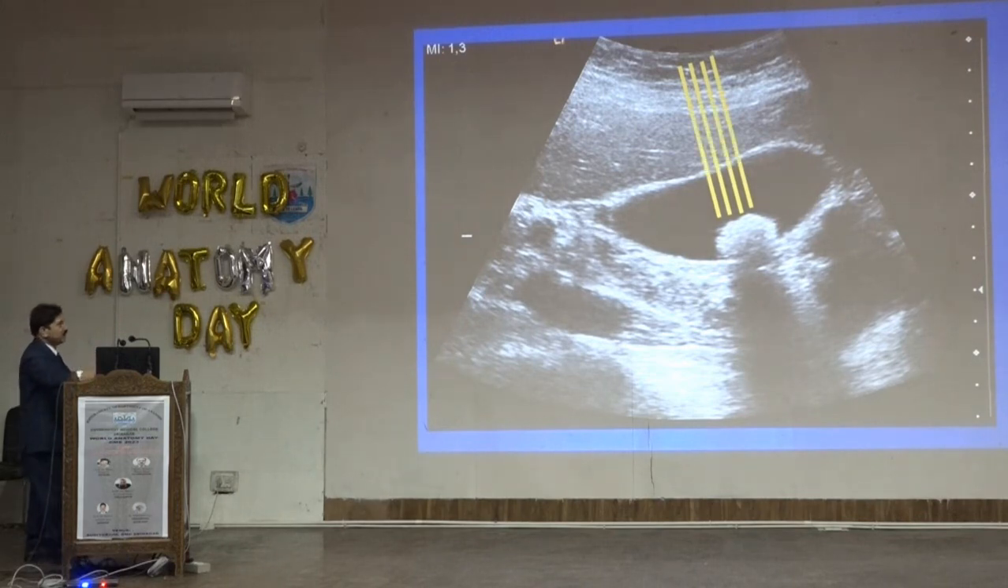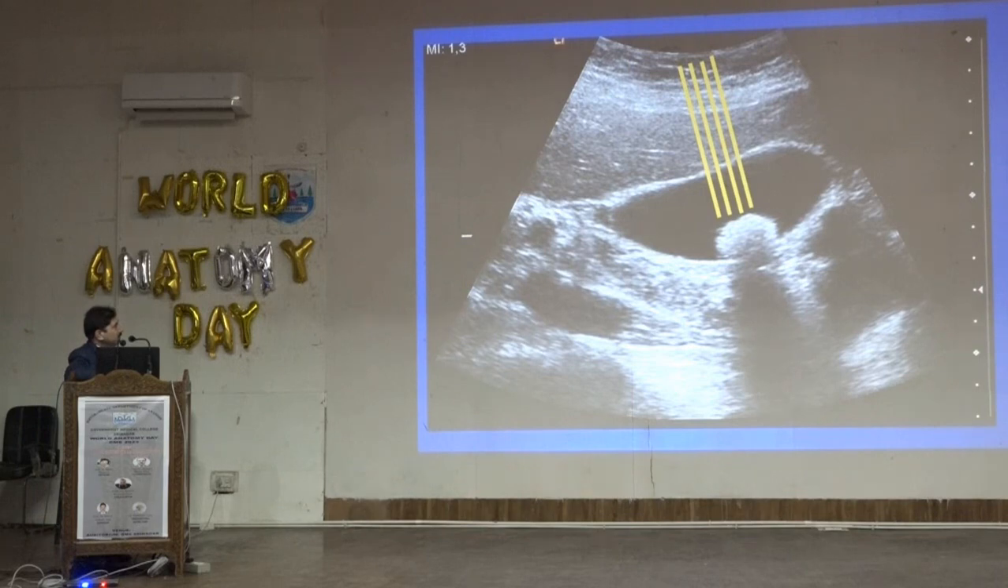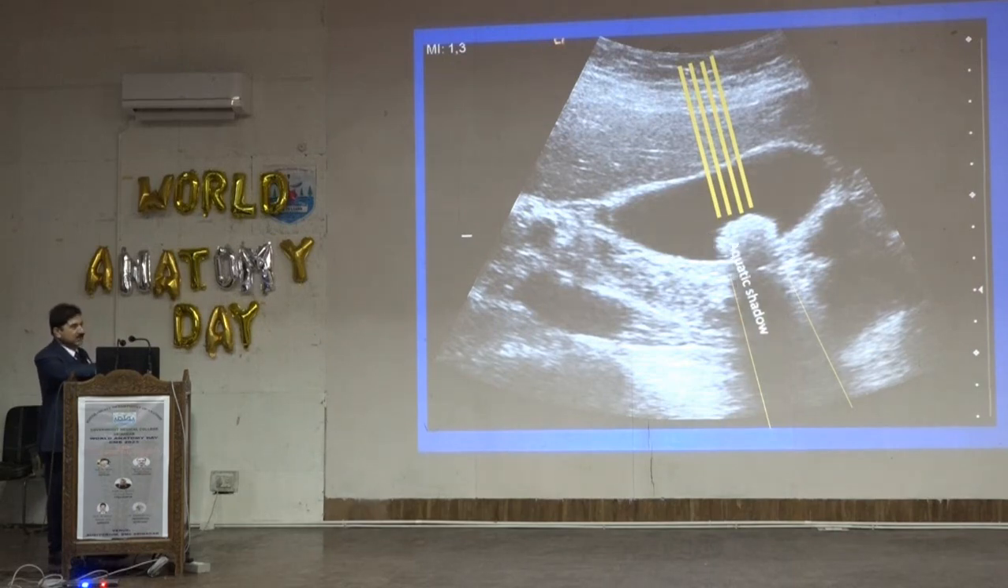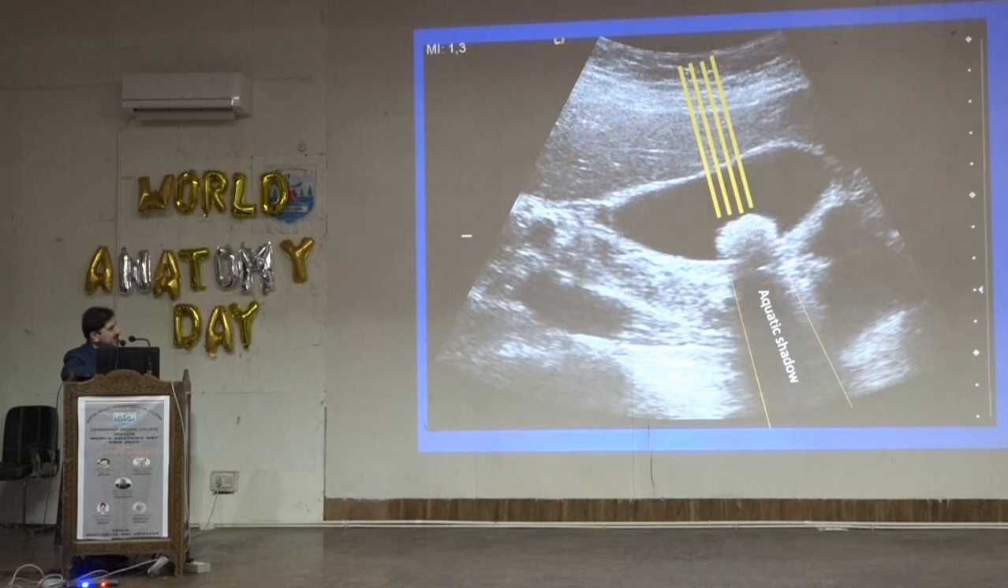Now these ultrasound waves can be used for the diagnosis of gallstones, what we call cholelithiasis. The basic principle is that these waves cannot pass through the stone, so they cast a shadow, what we call an acoustic shadow. If an acoustic shadow is there, we say that this is a gallstone.